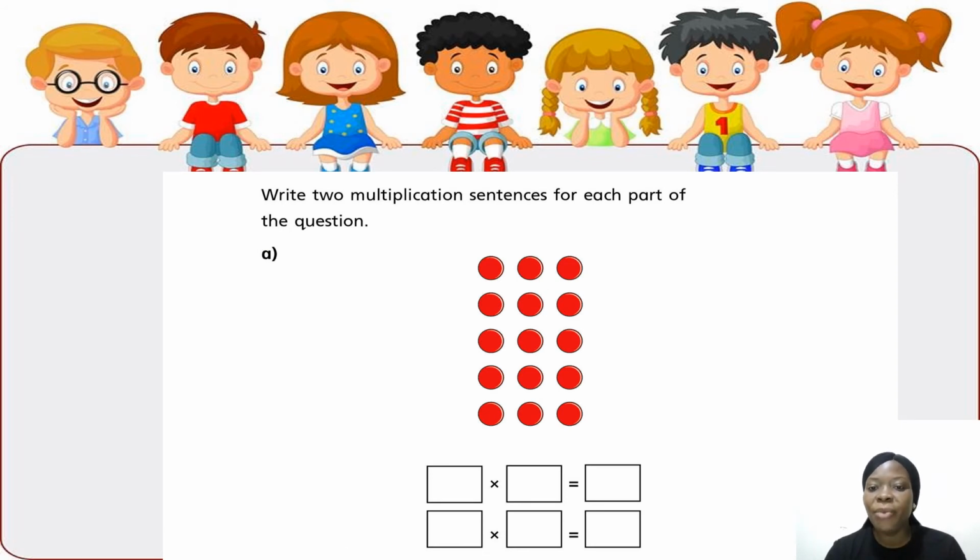Now, write 2 multiplication sentences for each part of the question. Remember, I have taught us in my previous video that multiplication is commutative. You can change the number. The order of the numbers does not affect the product. As long as it's the same numbers you are multiplying, the answer is always the same. Example, 2 times 3 or 2 multiplied by 3 can also be 3 multiplied by 2, and the answer would definitely remain 6.